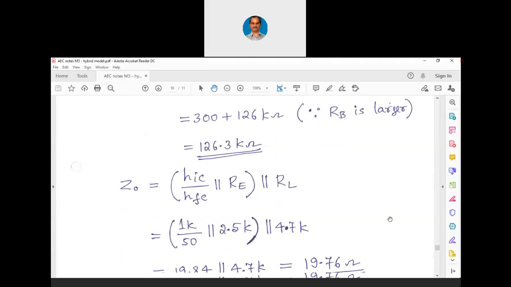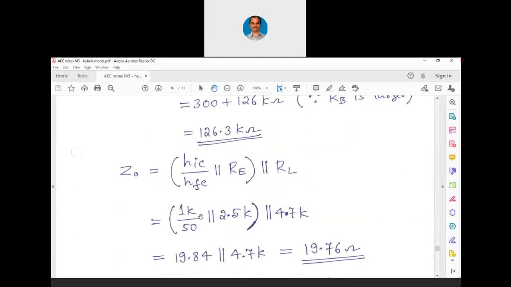Substituting the values, we get 1K by 50 parallel to 2.5K, whole thing parallel to 4.7K. We get around 19.76 ohms, or approximately 20 ohms. We always know that in the case of an emitter follower, input impedance is very high and output impedance is very low. That is evident here. See, 126 kilo ohms is the input impedance, and around 20 ohms is the output impedance.